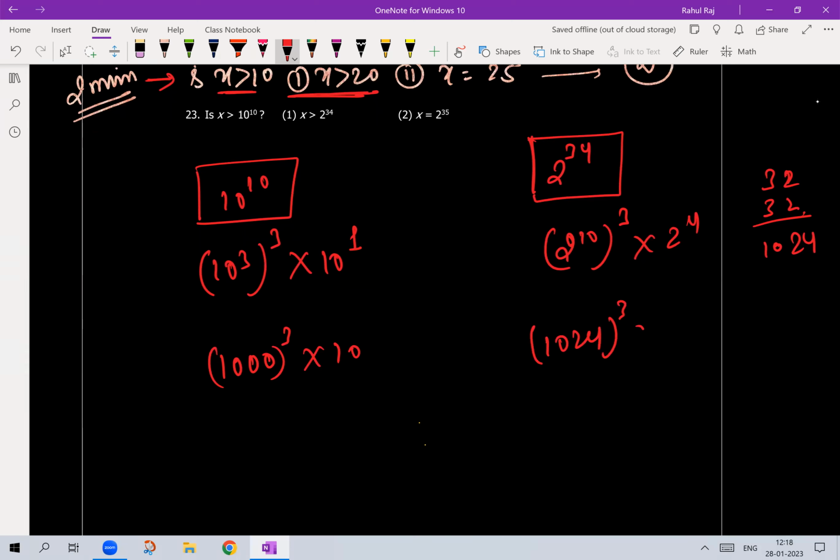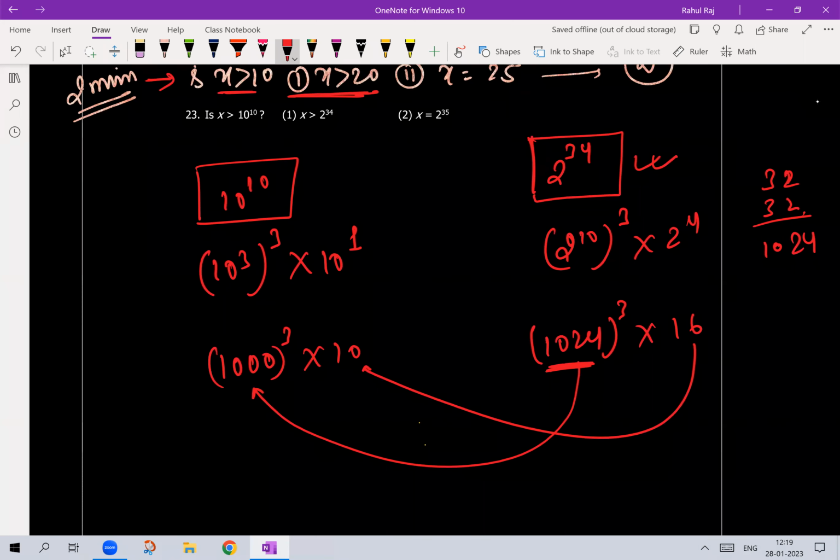1024 to the power q into 16. 2 to the power 4 is 16. Now see, 1024 is greater than 1000. So 1024 to the power q will surely be greater than 1000 to the power q. 16 is greater than 10. So obviously 2 to the power 34 is greater than 10 to the power 10. This is what we have proved.